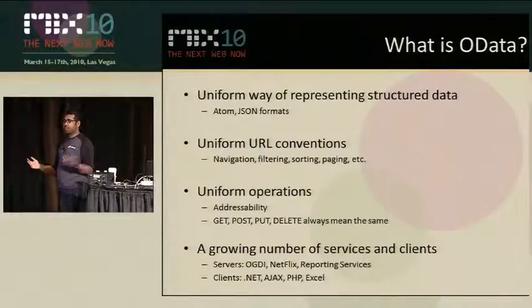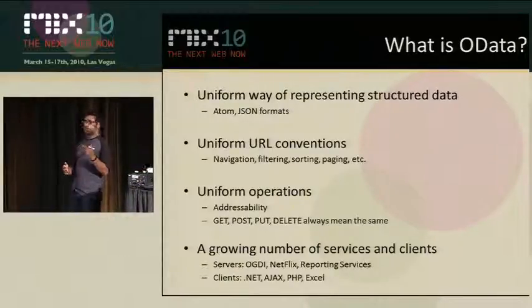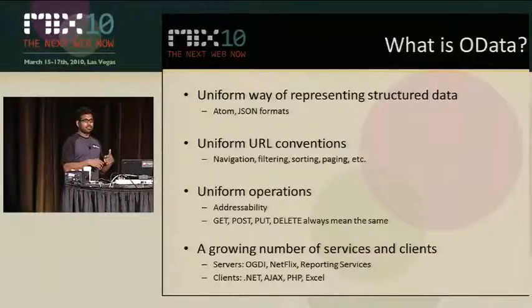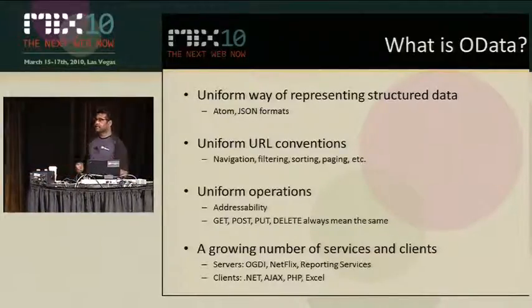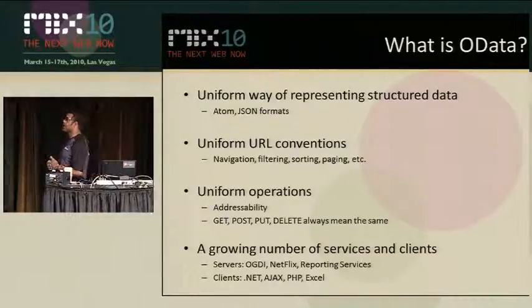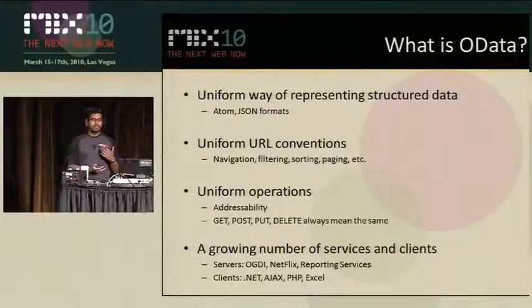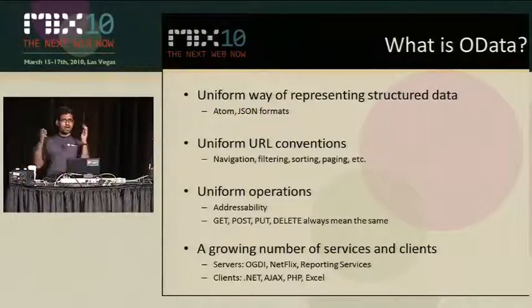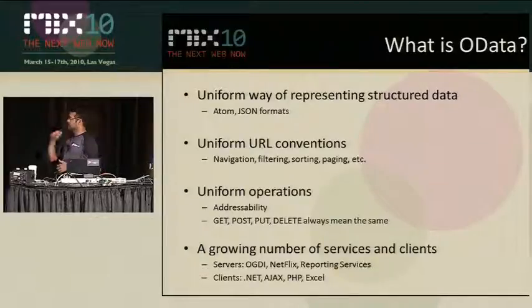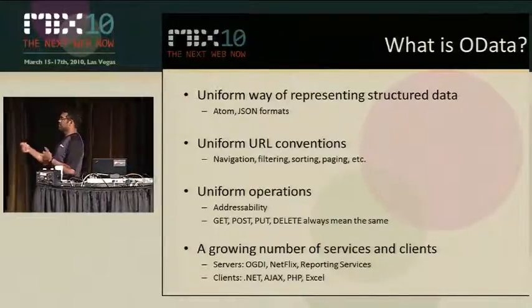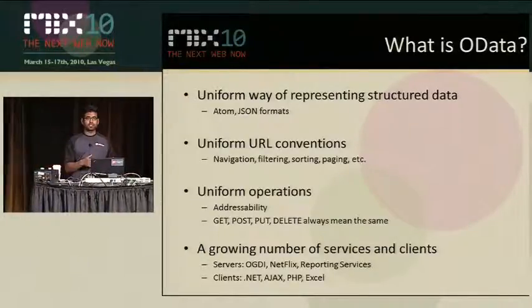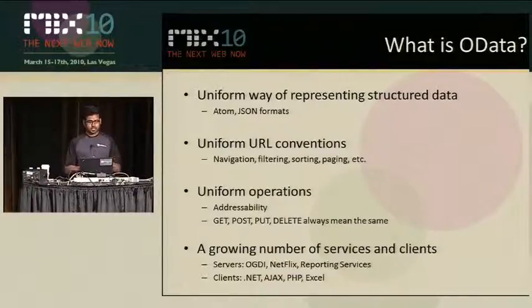It's a uniform way of representing structured data on the web using Atom and JSON. There's uniform URL conventions for doing things like navigation, filtering, sorting, paging, and so on. And there's uniform operations that you can do when you know how to address things, and you know how to get to them via HTTP verbs like get, put, post, and delete. And those verbs always mean the same thing, regardless of which OData endpoint you're looking at.